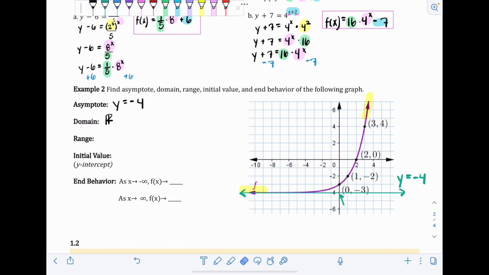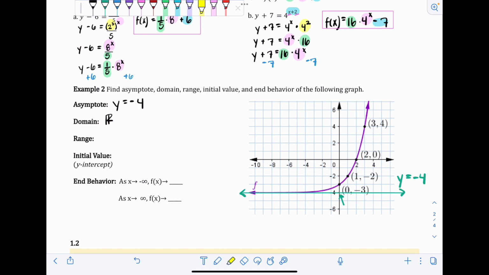The reason that exponentials have a domain of all real numbers is because, I'm just going to use one of the examples we did before, like 2 to the x, there's no limitation on what I can put in for x and get a real number out. I can put in any number, no matter how big or how small, and I'll still get a real number as opposed to an imaginary number.